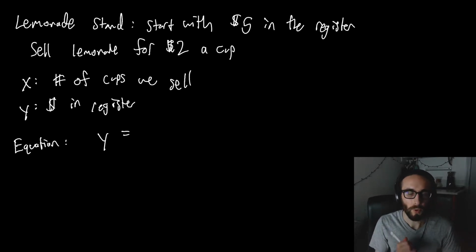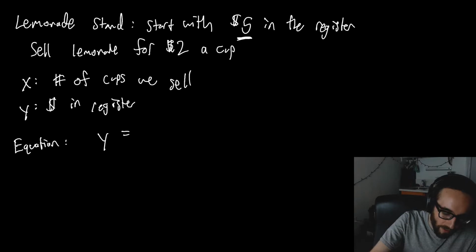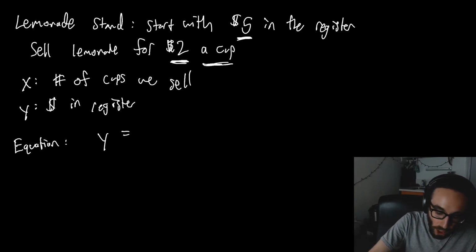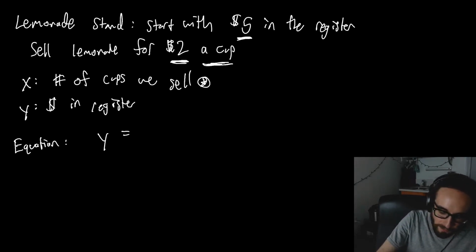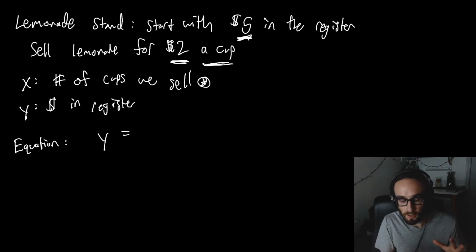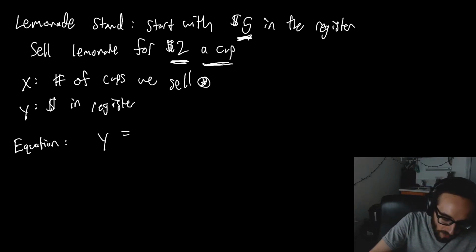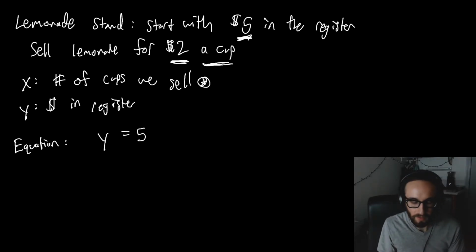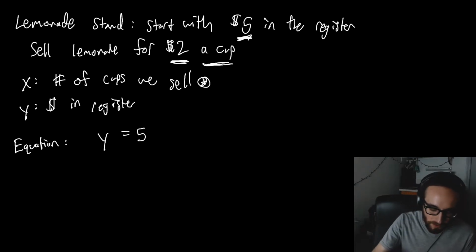We could start off with, so there's two different numbers we're looking at, 5 and 2. So notice 2 depends on the number of cups we sell, which is our x variable, whereas 5 doesn't. We just start off with $5 by itself. So we could start by just writing the 5 by itself. We start off with $5.